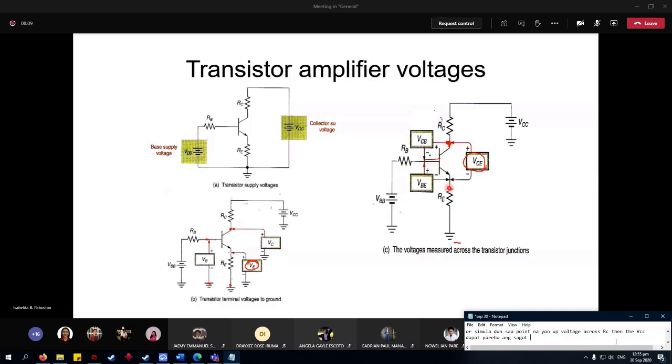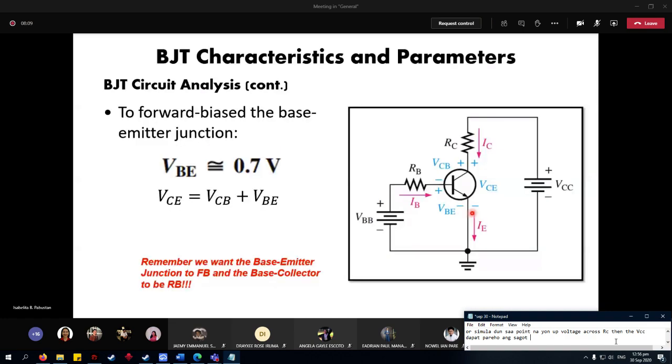Pag hindi, reverse pa rin ito. Kapag hindi greater than 0.7, hindi ito magko-conduct. Okay? Now, as I have said a while ago, a VBE for silicon is approximately equal to 0.7. Ito yon, 0.7 volt. Okay?